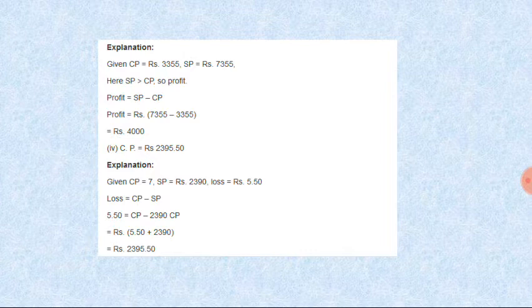Next sum: cost price is equal to rupees 2395.50. Given selling price 2390, loss 5.50. Loss formula is CP minus SP. So loss 5.50 equals CP minus 2390. So add: 2395.50.